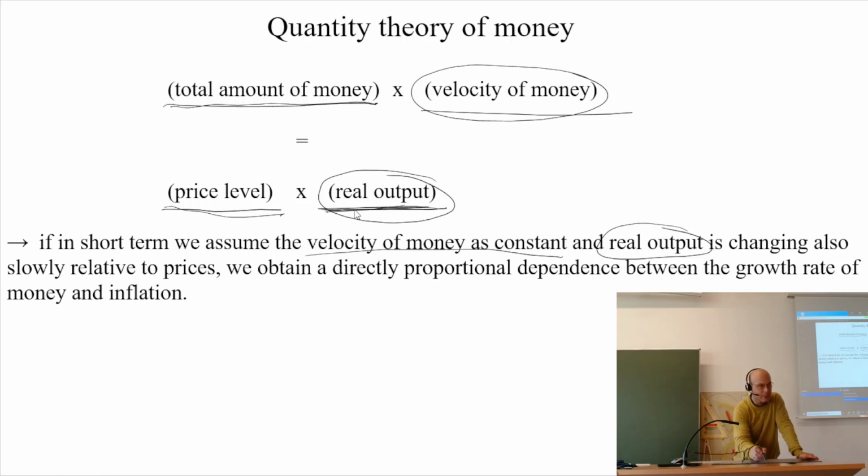And if we assume that these two are more or less constant, then we have more or less a one-to-one dependence between the amount of money and the price level. And this is then the argumentation we have: if the central banks start, so to speak, just to print money, this translates directly, more or less, into inflation.